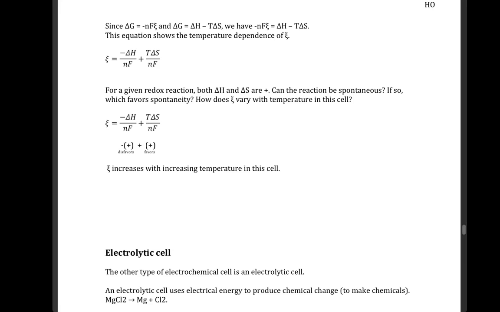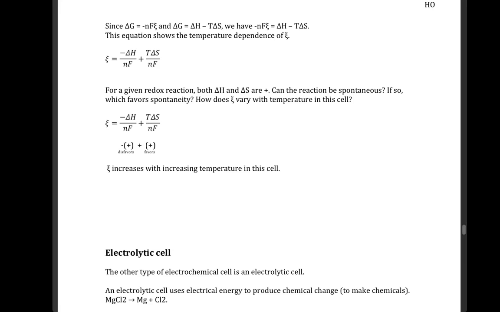So here's an example. Let's say in a particular redox reaction, we're told that both delta H and delta S are positive. Can the reaction be spontaneous? If so, which part of it, the delta H part or the delta S part, favors spontaneity? Also, how does the potential vary with temperature in this particular reaction?